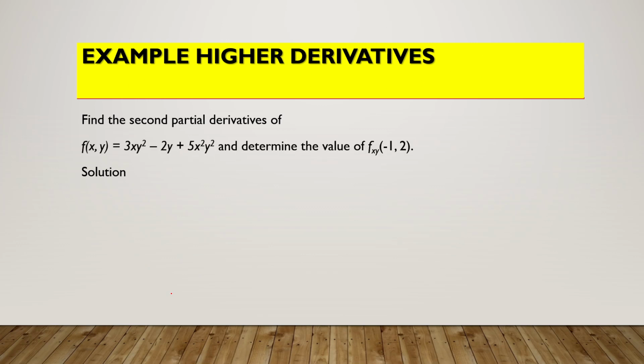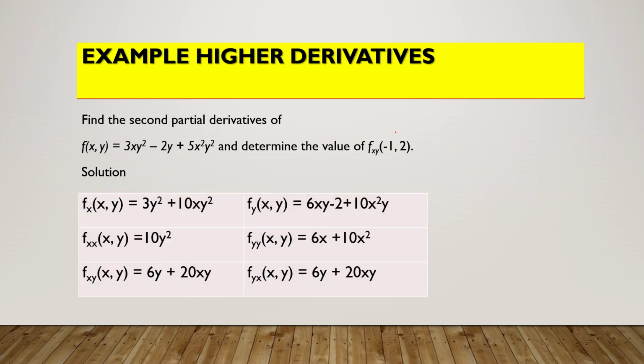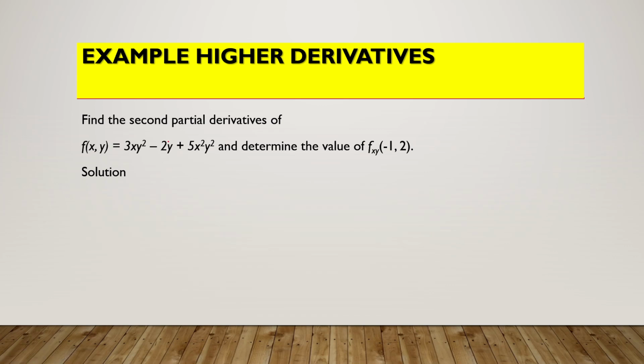For example, find the second partial derivative of 3xy squared minus 2y plus 5x squared y squared and determine the value of fxy at (-1, 2). I'm going too fast, so let me go back. To get the second partial derivative, first of all, we find the first partial derivative fx.